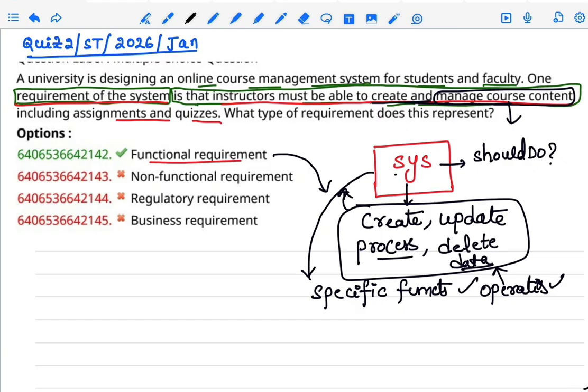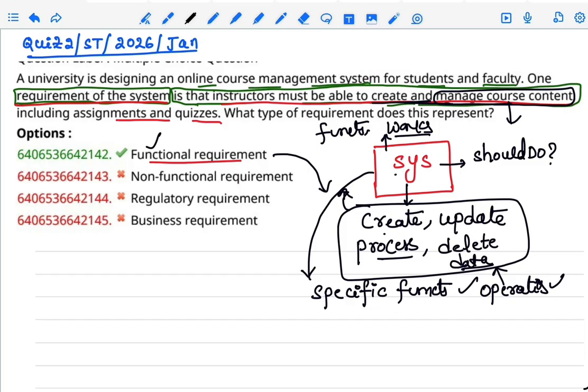Okay, so the function. Because of these operations, the system must work or function by doing these operations, specific functions. So when you identify this type of question, create, update, delete and process the data, this comes under functional requirements of any system. So for this the answer is functional requirements.